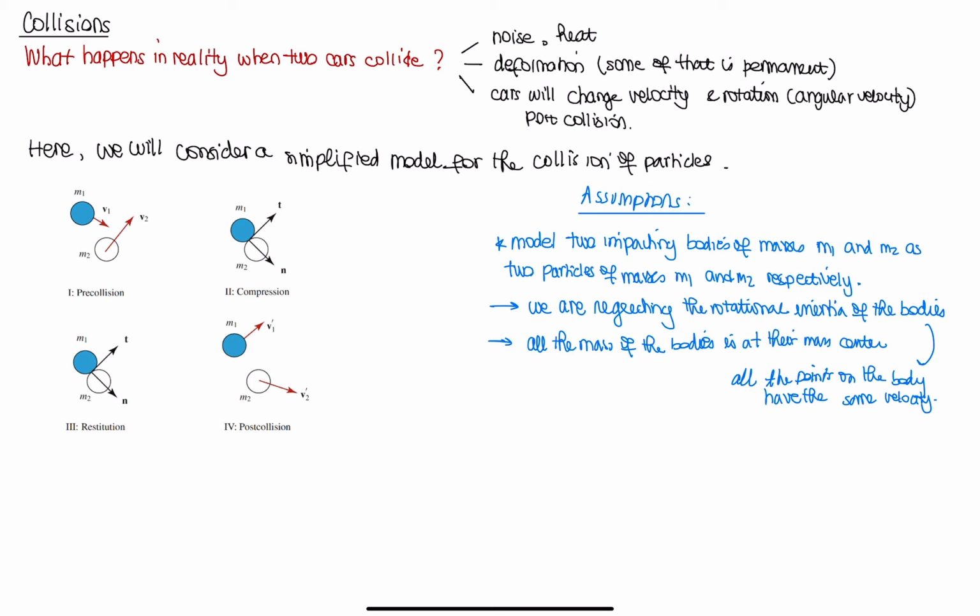Okay, so here to the left is a model of what's happening with 4 collision stages: 1 pre-collision, 2 compression, 3 restitution, and 4 post-collision. So pre-collision, the particles are just moving in the plane with velocities v1, v2, masses m1 and m2. Now, at 2 the particles collide.